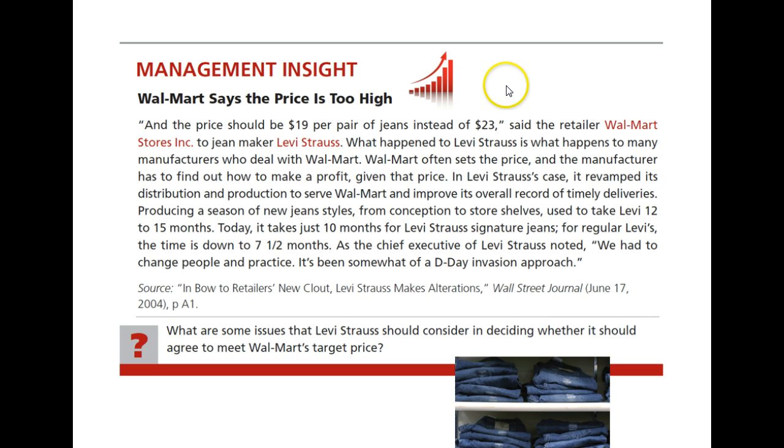What happened to Levi Strauss is what happens to many manufacturers who deal with Walmart. Walmart often sets the price, and the manufacturer has to find out how to make a profit given that price. In Levi Strauss's case, it revamped its distribution and production to serve Walmart and improve its overall record of timely deliveries. Producing a season of new jean styles from conception to store shelves used to take 12 to 15 months, but now it only takes 10 months for regular Levi's. The time is down to 7.5 months.